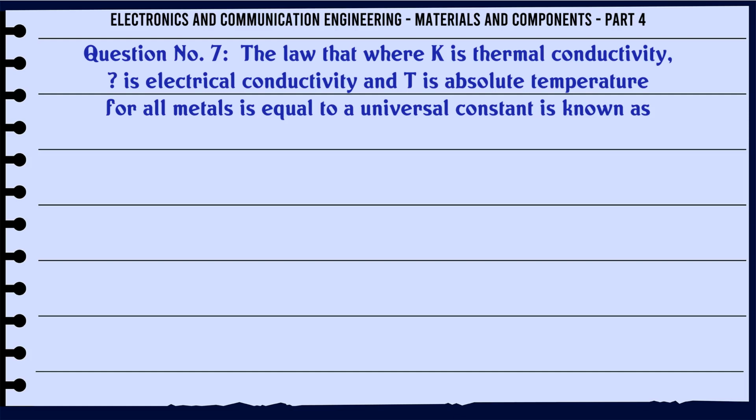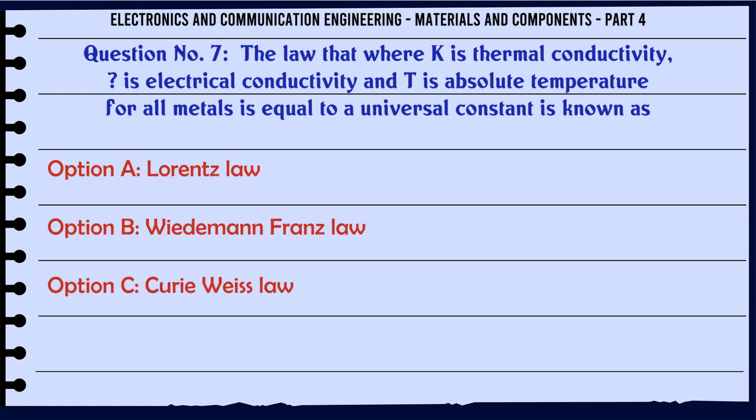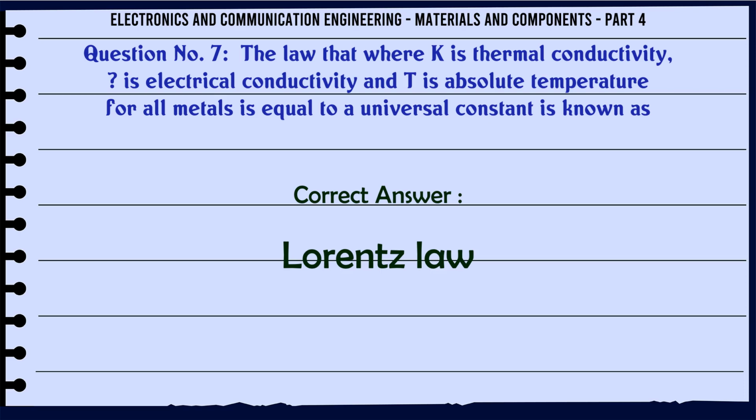The law stating that K over σT, where K is thermal conductivity, σ is electrical conductivity, and T is absolute temperature, is equal to a universal constant for all metals is known as A. Lorentz law, B. Wiedemann-Franz law, C. Curie's law, D. Keke law. The correct answer is Lorentz law.